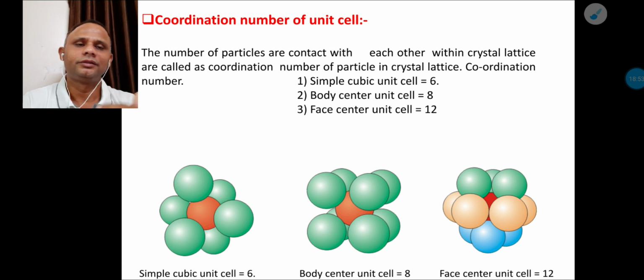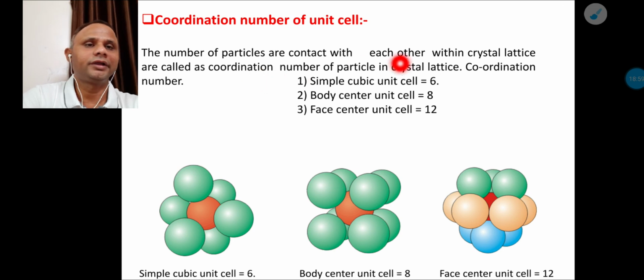The similar case is also in crystalline compounds. That means the number of particles in contact with each other within the crystal lattice is called the coordination number of the crystal lattice. These are the coordination numbers for this type of crystal. For the simple primitive unit cell, the simple cubic unit cell has coordination number 6.